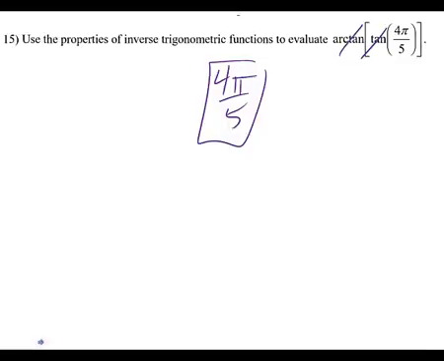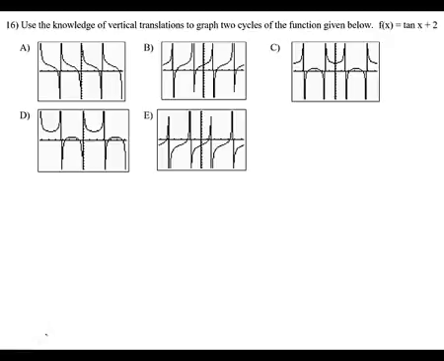All right. So we're going to use the knowledge of vertical translations to graph two cycles of the function given below. Okay. So we have tangent of x plus 2. So first of all, which ones are not tangent graphs? Are not candidates for it? D and C are out. Those are either secant or cosecant, right? So we know these other ones got to be tangent.